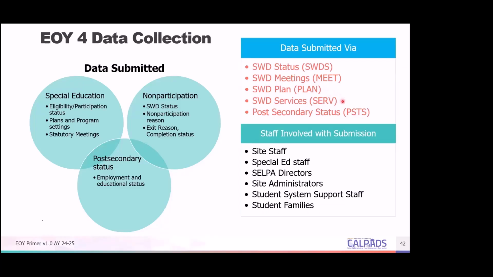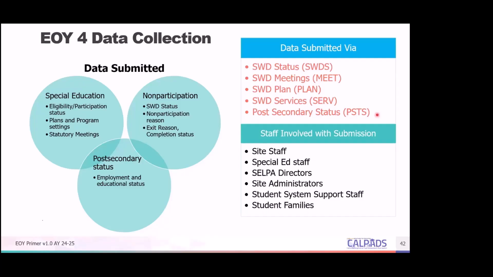We then have the Students with Disabilities Services, or SERV file, which is used to report services for children and students ages 0 to 22 who are eligible and participating in the special education program and have active plans or will have active plans during the reporting year. Finally, we have the Postsecondary Status, or PSTS file. This provides outcomes for students with disabilities a year after leaving secondary education, or a year after leaving K through 12 education.